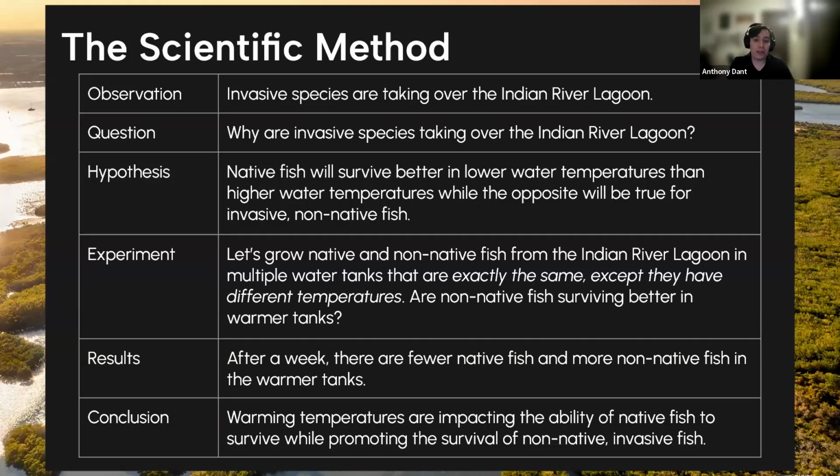Now, the question following this observation would pertain to the whys, the hows, the wheres, something that is trying to better understand why this phenomenon is happening. So the question in this case would be, why are invasive species taking over the Indian River Lagoon? We have our initial observation, which is just seeing that there are invasive species in this area, and now we create a question: why are these invasive species taking this area over?